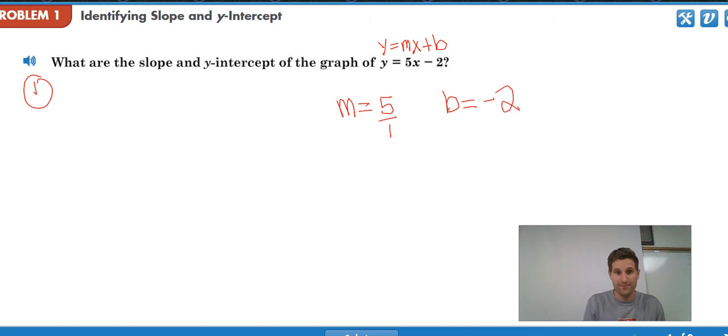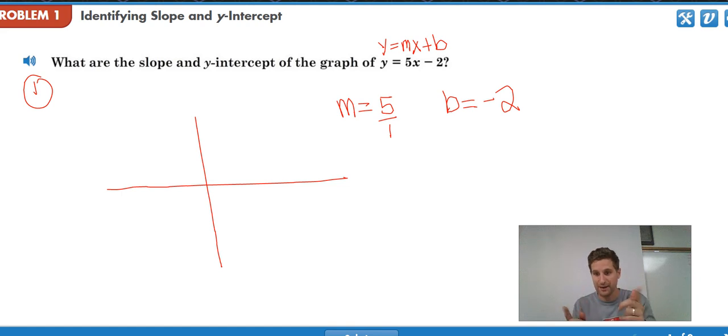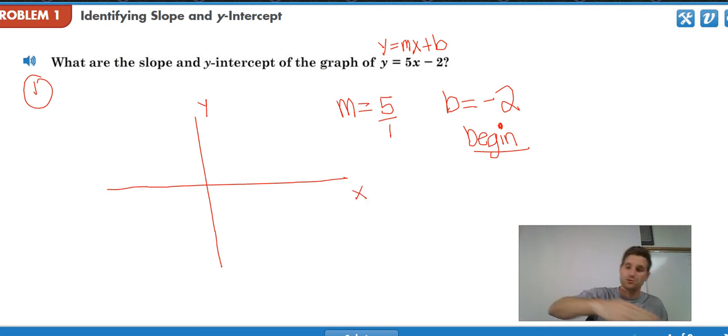Let's go ahead and graph that. We always start with the b. I like to think of b for begin and slope m for move. I'm not saying that's why it's called b; it's just a fun acronym for us. We're going to begin at -2 on the y. The y-intercept is where the graph intercepts, or hits, the y-axis. So we go -1, -2, and put our point.